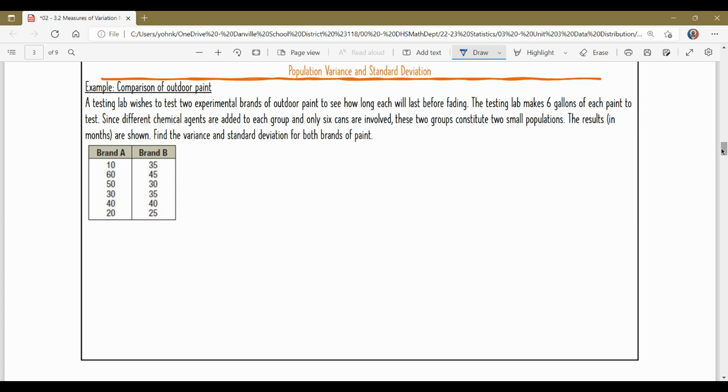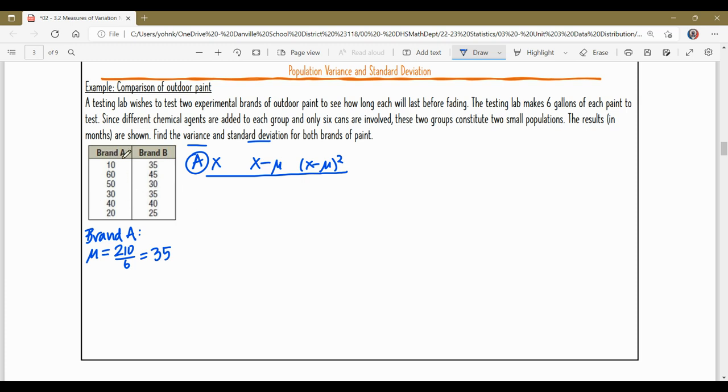So here are those two brands of paint that we're comparing again. The directions say to find the variance and the standard deviation for both brands of paint. All right, so let's do brand A over here. In order to do the variance and the standard deviation, the first thing you need to do is find the mean. So I'm going to find the mean again, which is adding them all up and dividing by the number of numbers, which gave us 35. Then we're going to make a table. For brand A, we're going to do an X column, an X minus mu column, and an X minus mu quantity squared column.